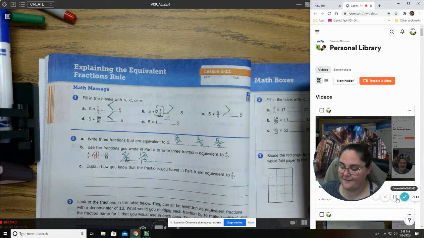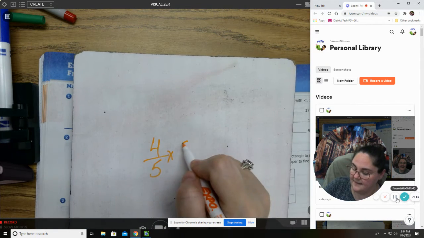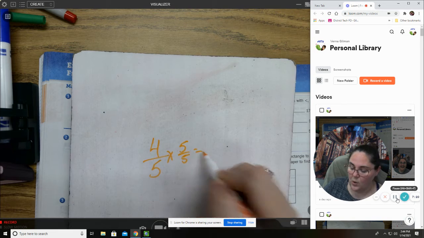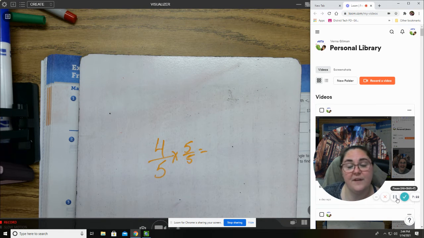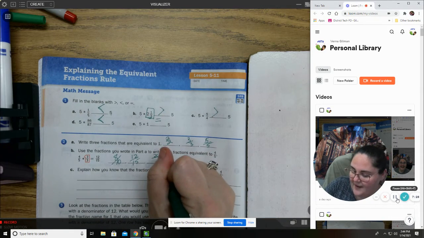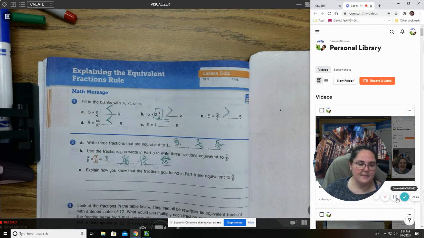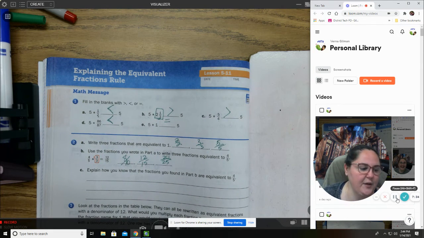Let's do the next one, 5 over 5. So 4/5 times 5/5. What is my equivalent fraction for 4/5 times 5/5? For this answer, 4 times 5 is 20. 5 times 5 is 25. 20 over 25.